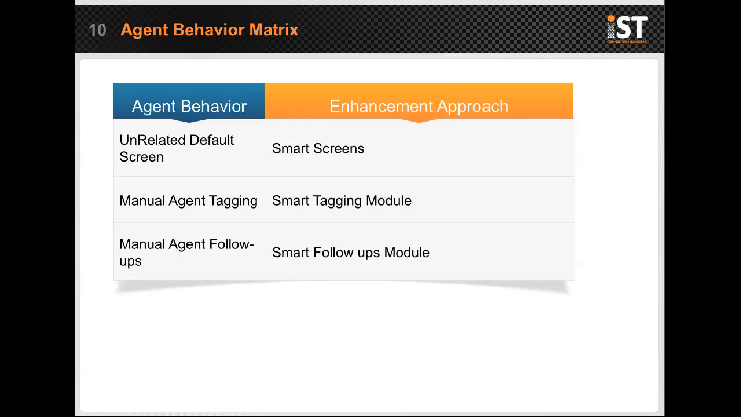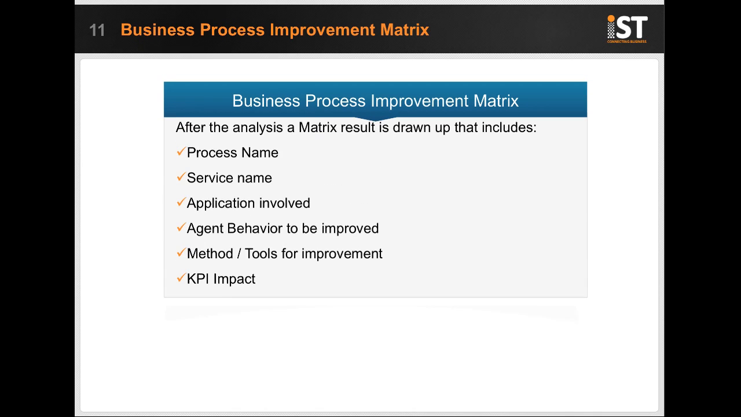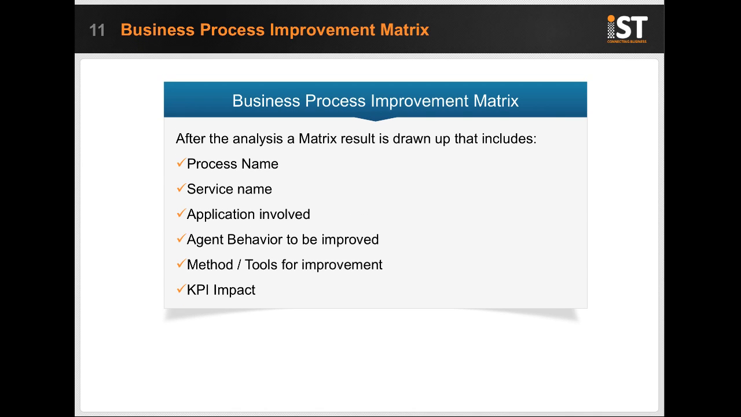In some cases, the default screen loaded while the agent answers the call is unrelated to the type of the call. For example, while the call type is credit card, the default window loaded is accounts instead of credit cards. This can be tackled through the Smart Screen module, which would trigger the correct screen while the agent answers the call based on a set of defined rules. The Smart Tagging and Follow-up modules aid the agent in avoiding wasting time in manually adding call information and managing tasks that require follow-up.